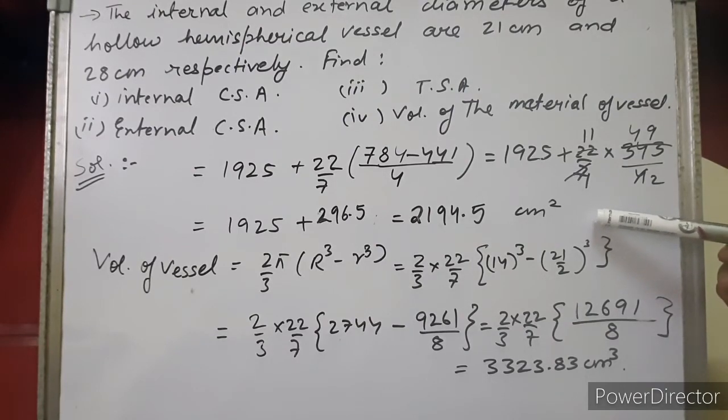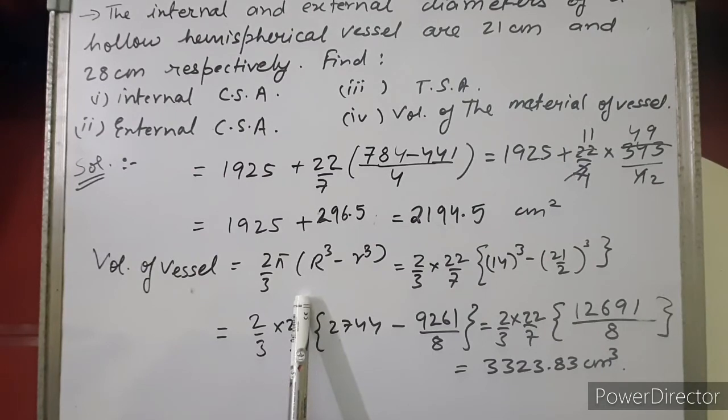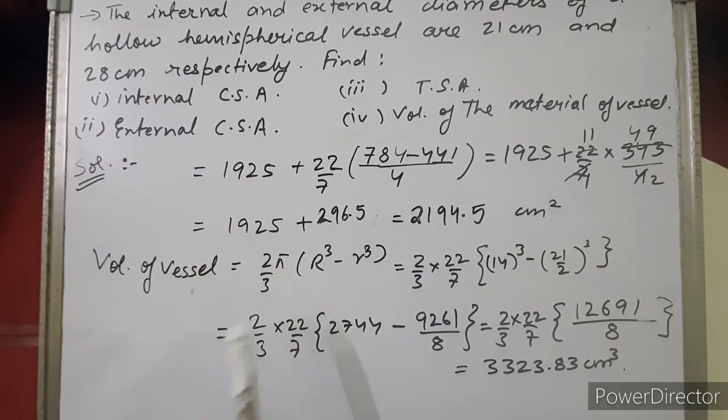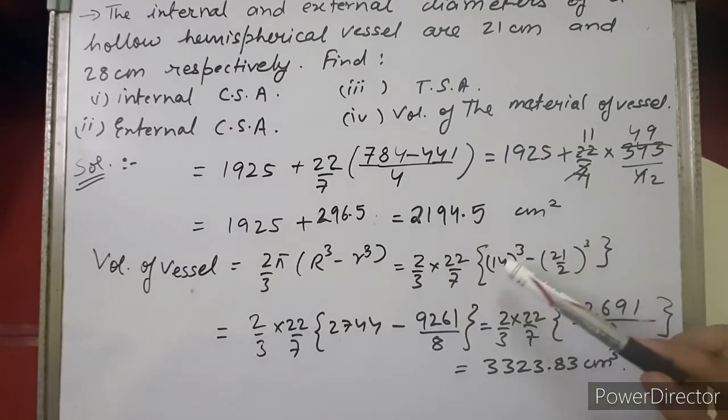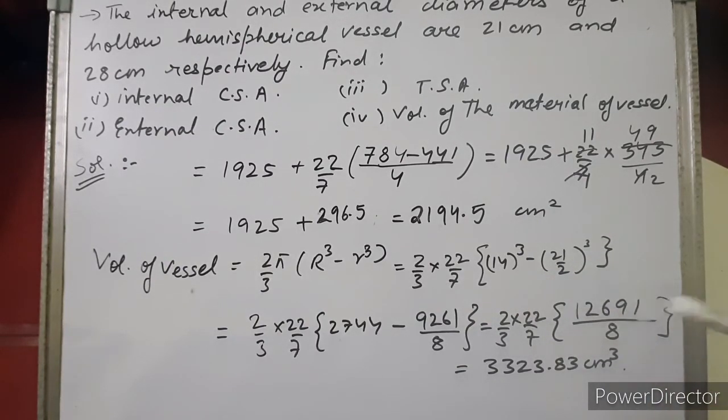Right. So when we calculate the volume of the hemispherical vessel, the formula for volume is 2 by 3 pi in bracket capital R cube minus small r cube. So when we substitute the value of pi, capital R and small r, we get 2 by 3 into 22 upon 7 into 14 cube minus 21 by 2 to the whole cube. On solving these two terms and taking the LCM here, we'll get the volume of the vessel is 3,323.83 centimeter cube. So that will be the volume of the material required to make the hollow hemispherical vessel of internal radius 21 centimeter and external radius 28 centimeter.